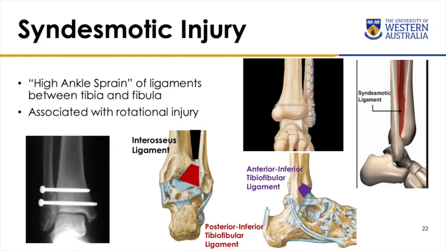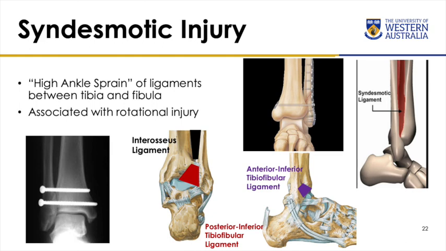Partial tears can be treated conservatively with ankle bracing and physiotherapy. Complete tears are best managed surgically with internal fixation. This may be done with simple screws going from the fibula to the tibia. The patient is then immobilized and non-weight bearing for a period of time.